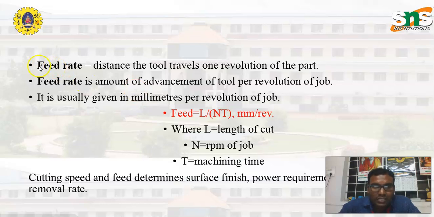Next important definition is feed rate. It is the distance that the tool travels in one revolution of the part. It is also defined as the amount of advancement of the tool per revolution of the job. It is usually given in millimeters per revolution of the job. Feed equals L divided by Nt. L means the length of the cut formed during the machining process, N is the revolutions per minute of the job, and T is the machining time. The cutting speed and feed determine the surface finish, power requirements, and material removal rate.